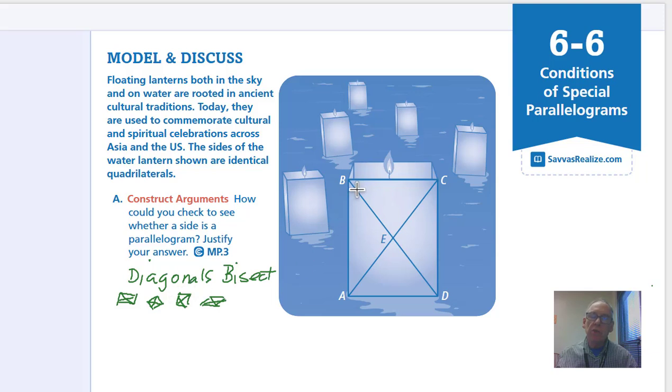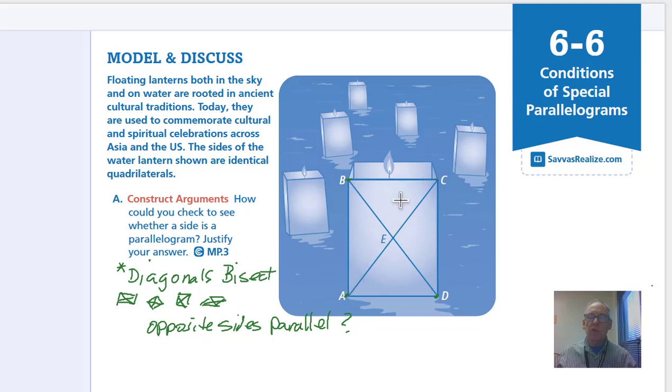Another thing I guess you could do is check to see that at some angle the two sides were the same distance apart. That would kind of imply that the opposite sides were parallel. But the easiest thing to do would just be to take a measurement, say from B to D, and then check the measurement from A to C.